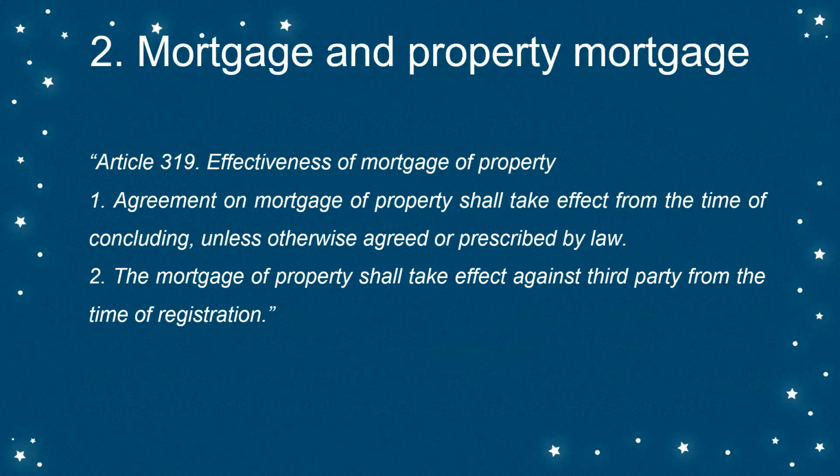We now look at Article 319, effectiveness of mortgage of property. An agreement on a mortgage of property shall take effect from the time of concluding it, unless otherwise agreed or specified by law. And the mortgage of property shall take effect against a third party from the time of registration.